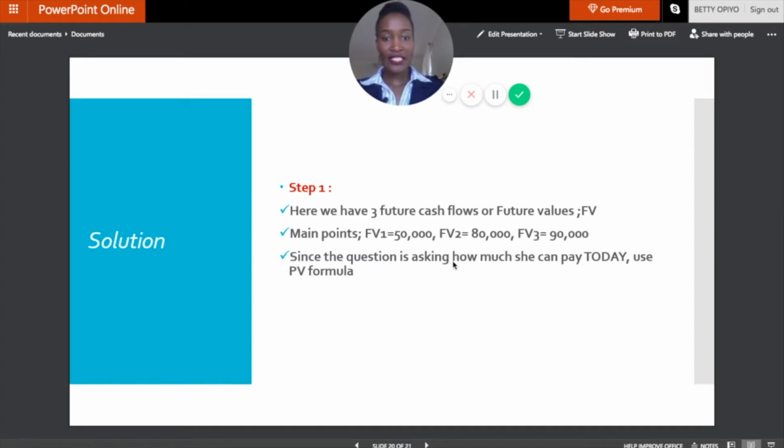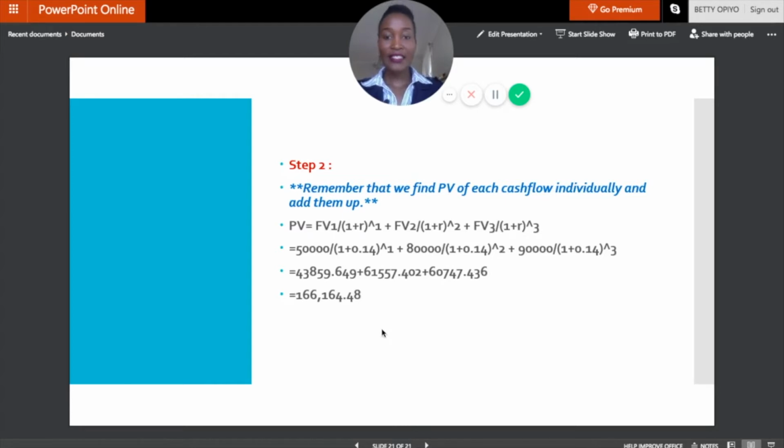Since the question is asking how much she can pay today, that gives you a clue that we are going to be using the present value formula. The second step is, remember that we find the present value of each cash flow individually and we add them up later. So the first thing is to find the present value of each of the FVs.